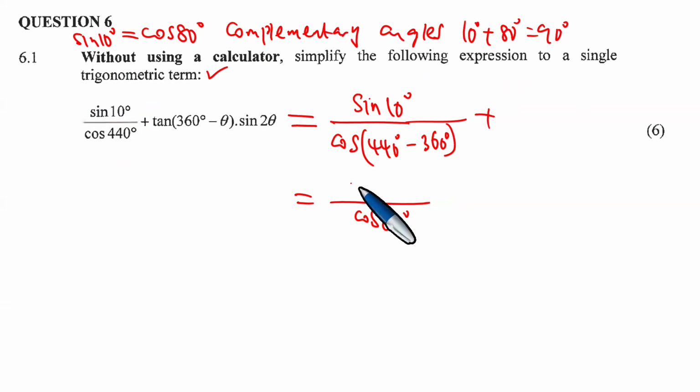Now, what about the tangent of 360 minus theta? What does it become? It's going to be negative tangent of theta. Well done. And therefore, we can remove these little bits. Okay, we continue then.